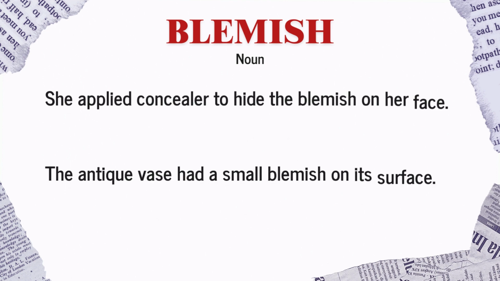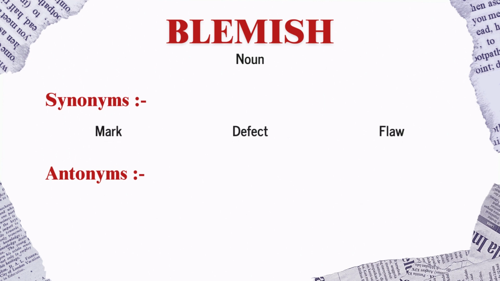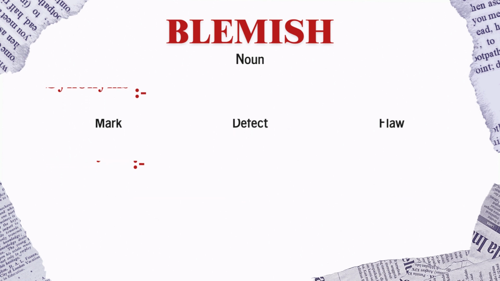She applied concealer to hide the blemish on her face. Another example is, the antique vase had a small blemish on its surface. Some synonyms for blemish are mark, defect, and flaw. Words with opposite meanings, or antonyms, include perfection, flawless, and impeccable.